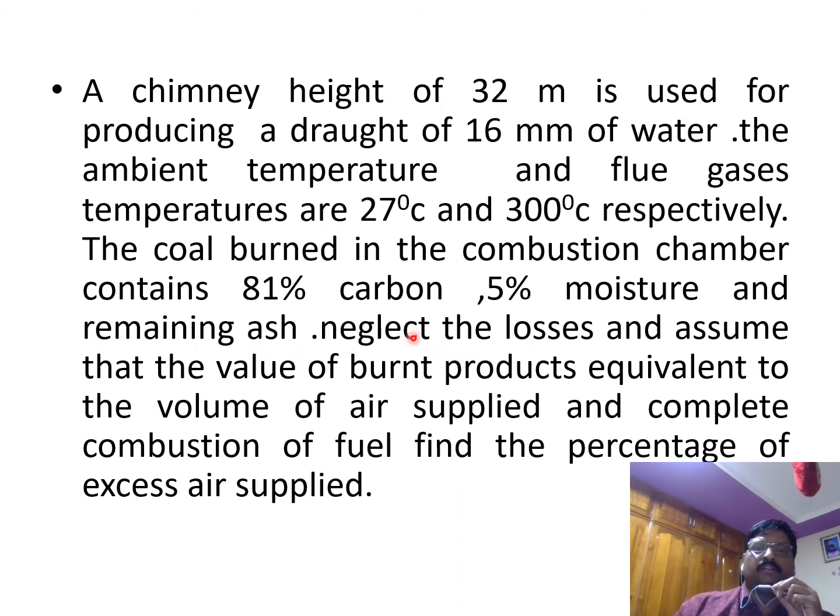So what is the fuel burned in the combustion chamber? The fuel contains 81% of carbon, 5% of moisture and the remaining is ash. Now what is the required amount of air for complete combustion of the fuel? For complete combustion of the fuel, we have to determine it. Neglect the losses and assume that the volume of burnt products is equivalent to the volume of air supplied.